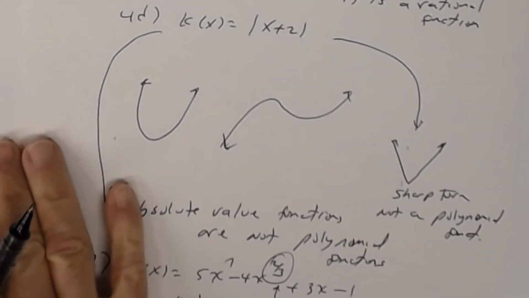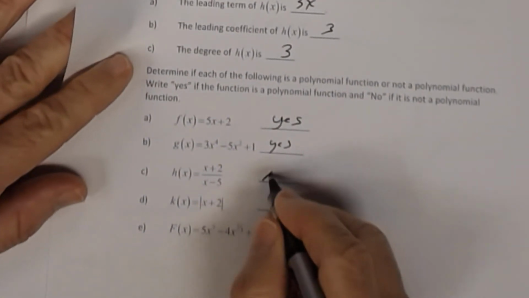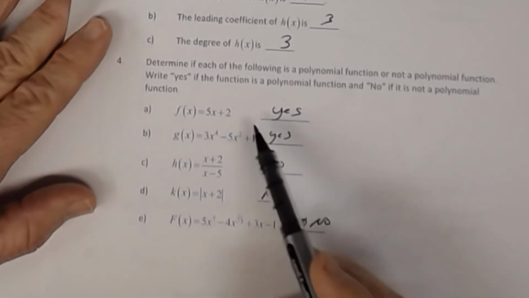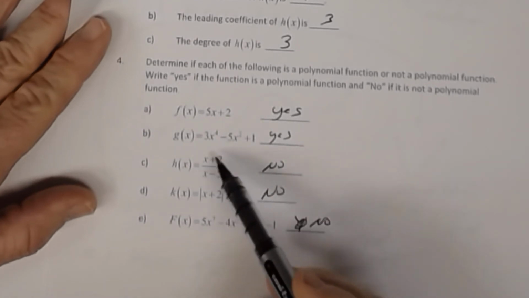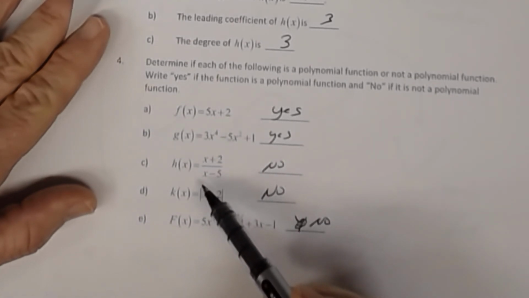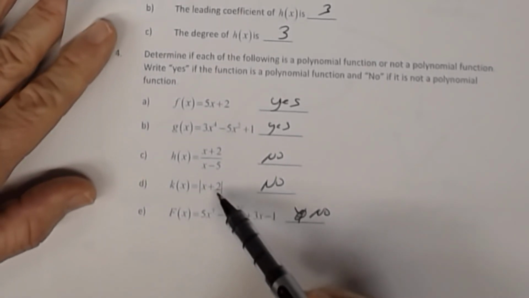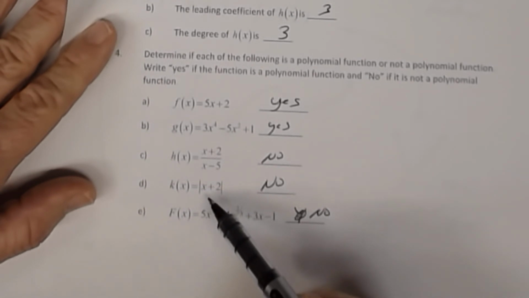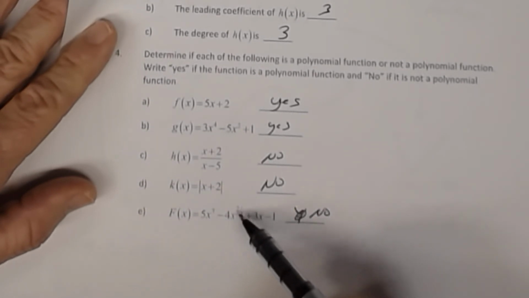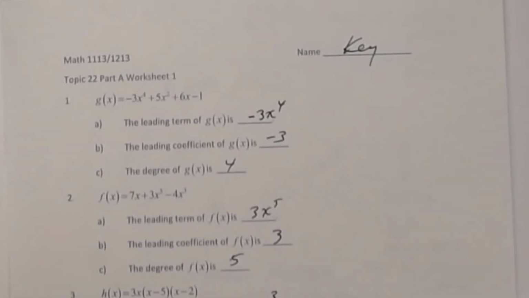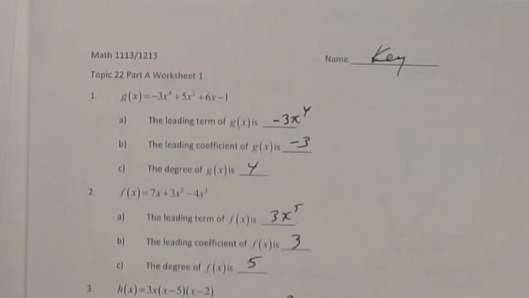All right, so the answers in 4 were no, no, and then oops, no. The only ones that were polynomial functions were the first two. This one is not because you have a variable in the denominator, and in fact this is a rational function. You notice this one is not because there's a sharp turn, as we talked about. And then this one is not because that exponent, even though it's positive, is not a positive integer. It's a fraction, a rational number that's not an integer. All right? Okay, so that is the key to worksheet 1 for topic 22, part A.